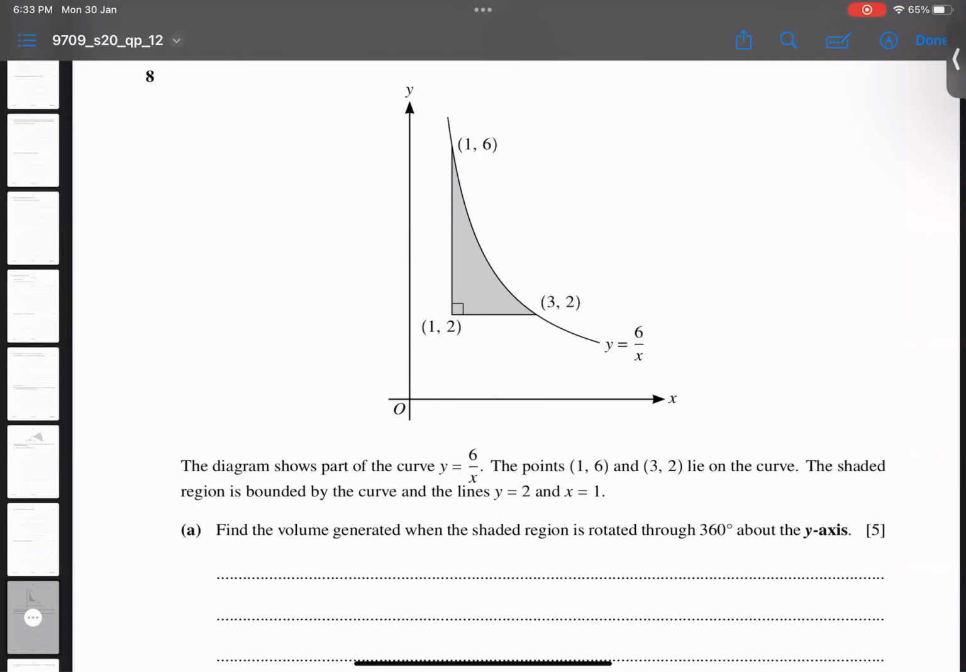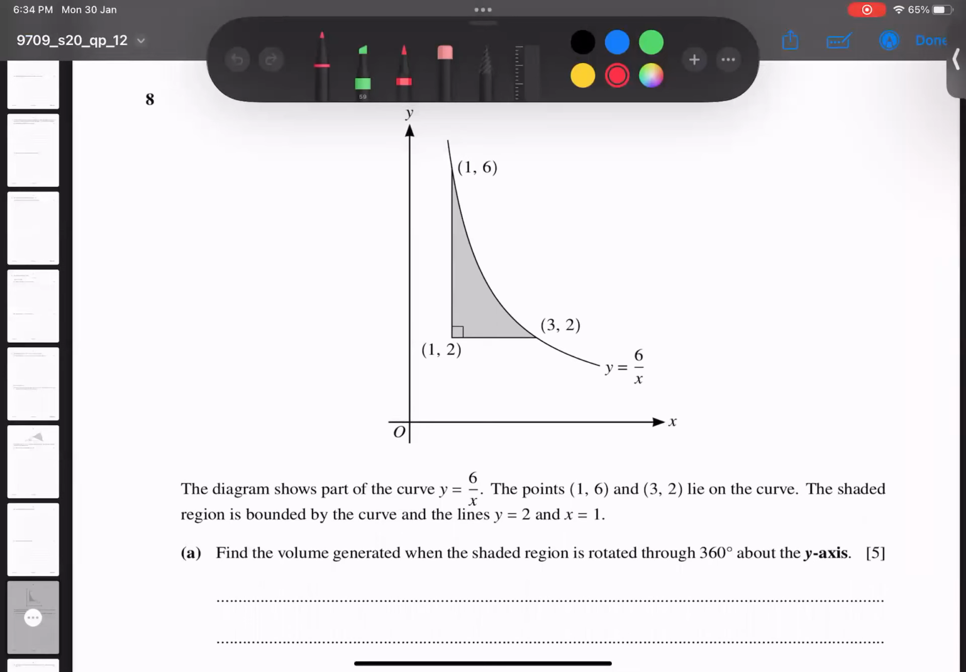Bismillah ar-Rahman ar-Rahim. This is a question of a June 2020 12 variant and question number 8. The topic is integration. First of all, what's the plan here? It says: find the volume generated when the shaded area is rotated through 360 degrees about the y-axis. So what mistake do students normally make? They think that the lower limit of y is 2, the upper limit of y is 6, and that's it.